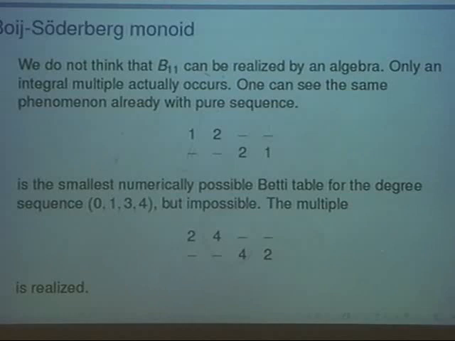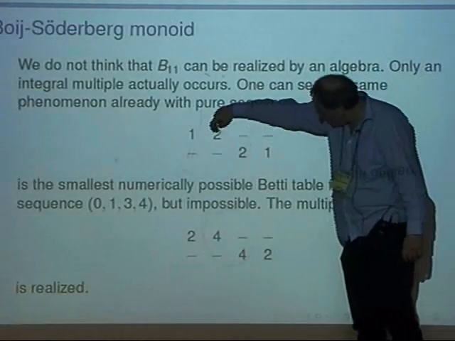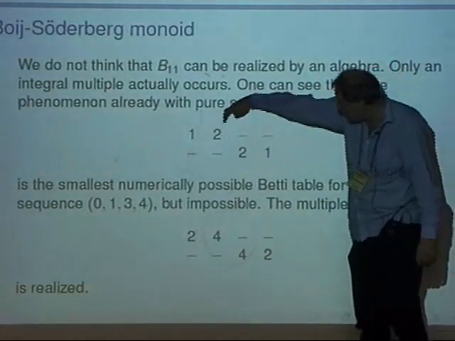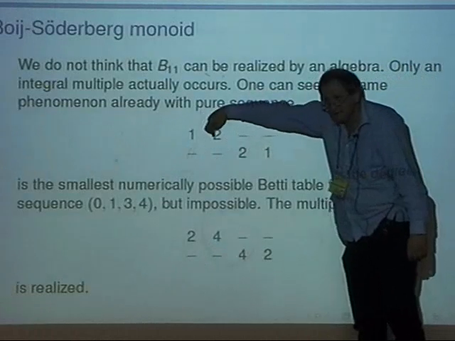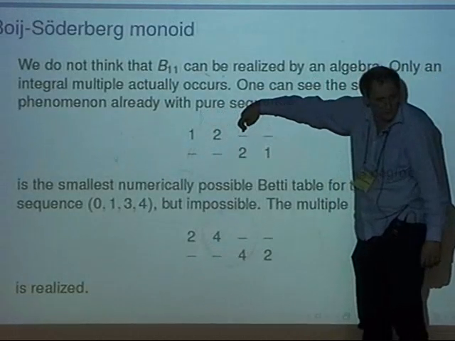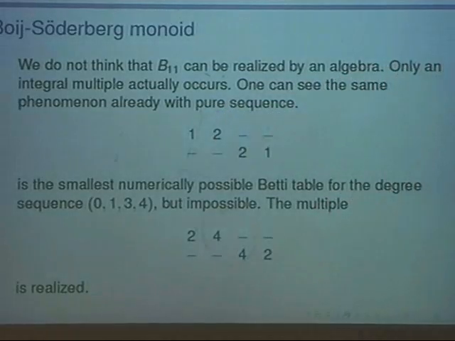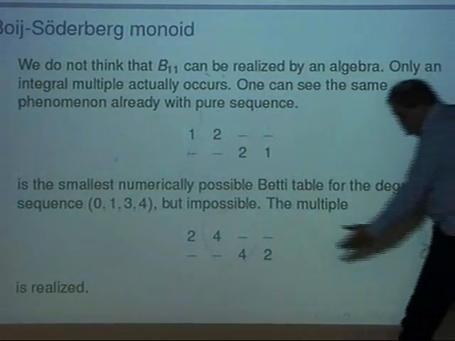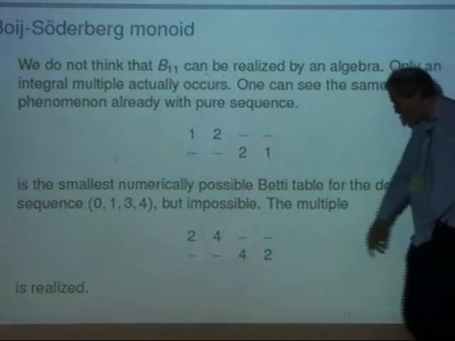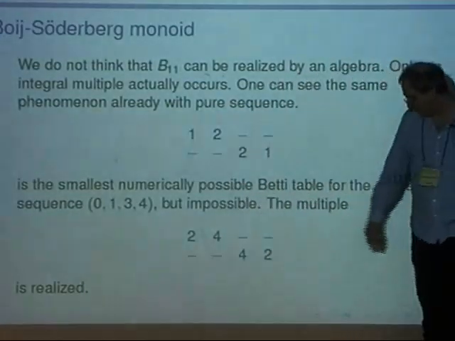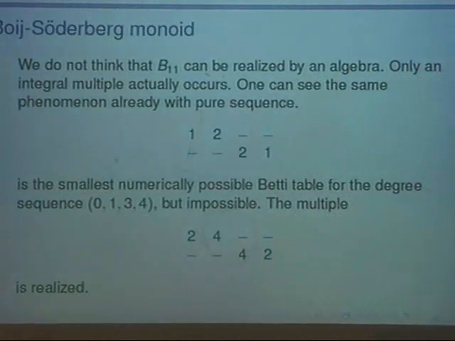One can see this already in easy examples. For example, for the degree sequence 0, 1, 3, 4, the numerically smallest possible Betti numbers would be 1, 2, 2, 1. But of course this is impossible, because we have here two linear forms and then there would be Koszul syzygies up here. So this is not a possible Betti table. But twice of it can be realized: if you take a generic 2x4 matrix in enough variables, it has a resolution like that.